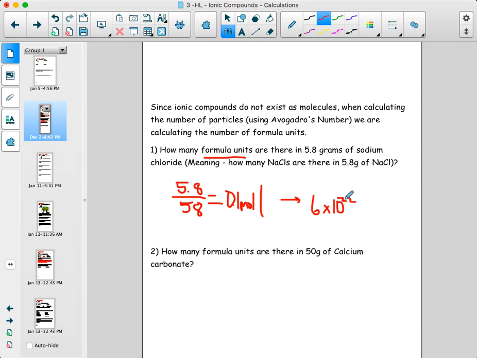So notice that we did the exact same math as if we had been asked how many molecules there are. It's just really a new term that we have to use to be more correct when we talk about ionic compounds.